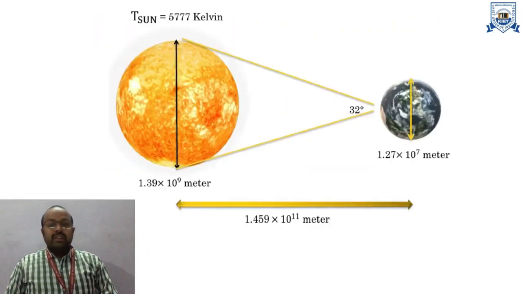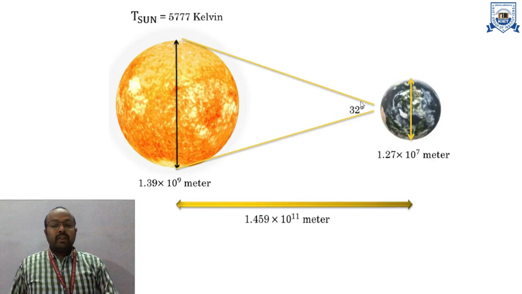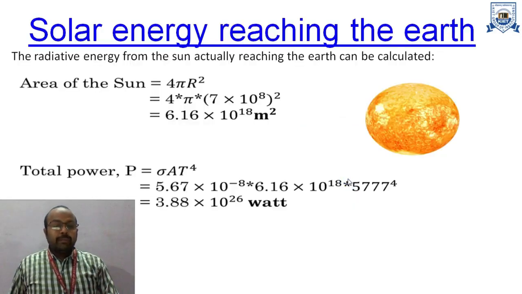So this is our Earth, and this is the sun, and the temperature around the sun is 5777 Kelvin. The sun's diameter is 1.39 × 10^9 meters in comparison with the Earth's 1.27 × 10^7 meters, and the distance between them is 1.459 × 10^11 meters. When we consider the angle difference between them, that is 32 degrees.